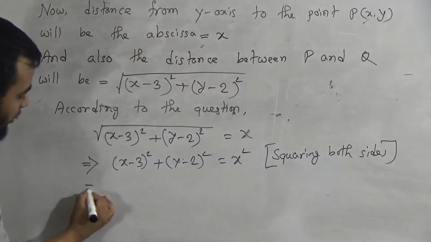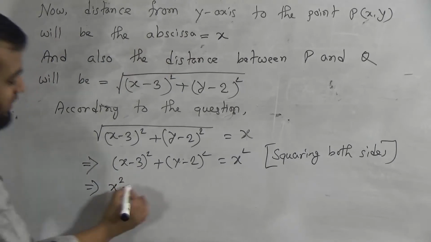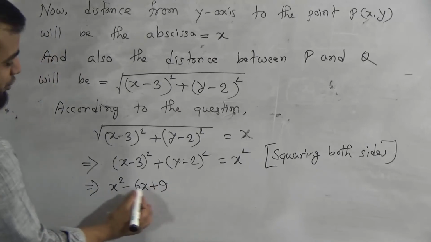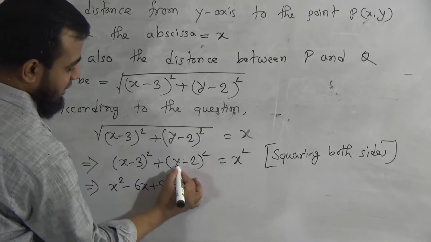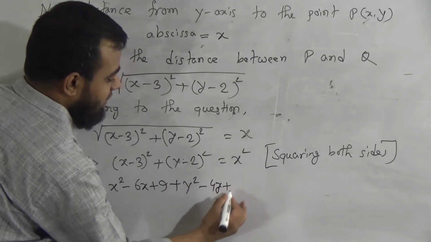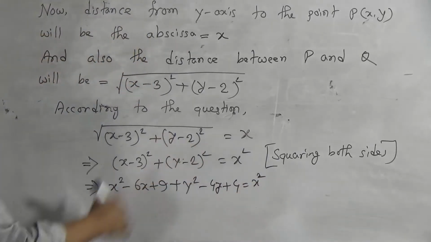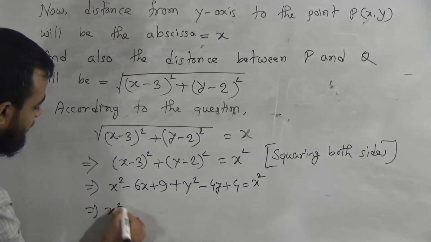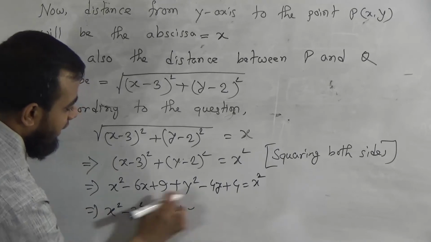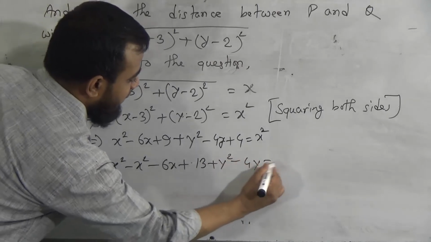Now we will use the formula: a minus b whole square equals a square minus twice ab plus b square. So x minus 3 whole square is x square minus 6x plus 9. Again, y minus 2 whole square is y square minus 4y plus 4. That's equal to x square. Now transfer this x square to the left side. We will get x square minus x square minus 6x plus 9 and 4 makes 13, plus y square minus 4y, equal to 0.